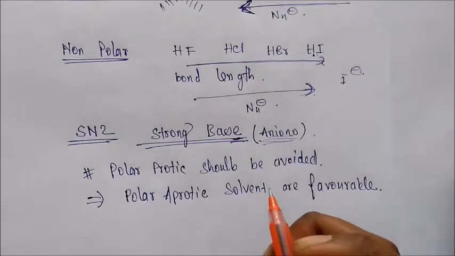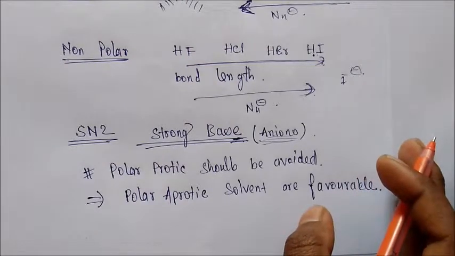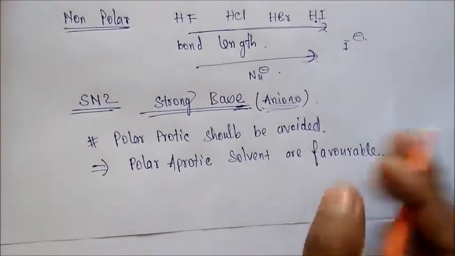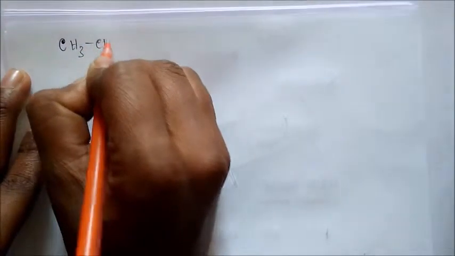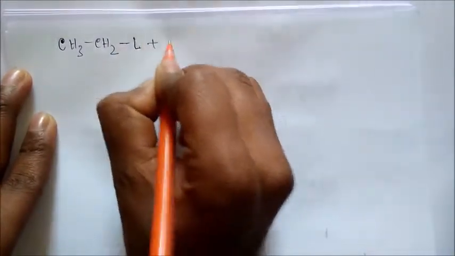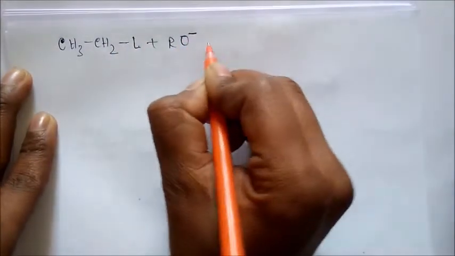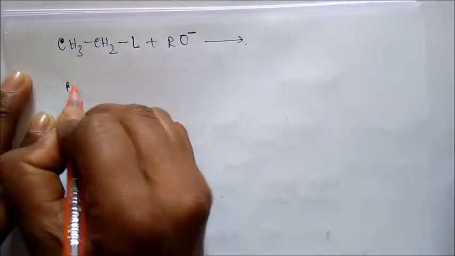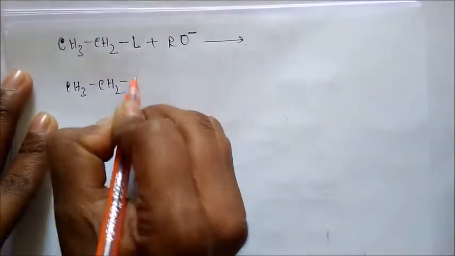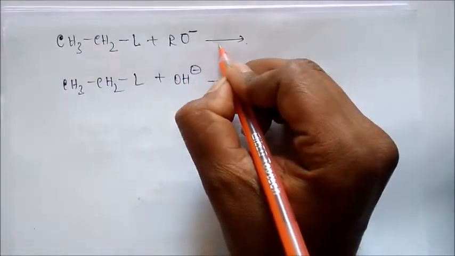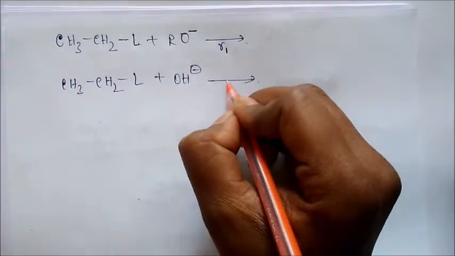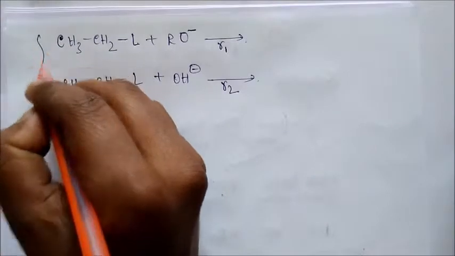let us now take some examples of the SN2. Let's say we are given CH3CH2L plus RO minus, and CH3CH2L plus OH minus, and if the rate of reaction for this is R1 and for this is R2, this is one set of problems.